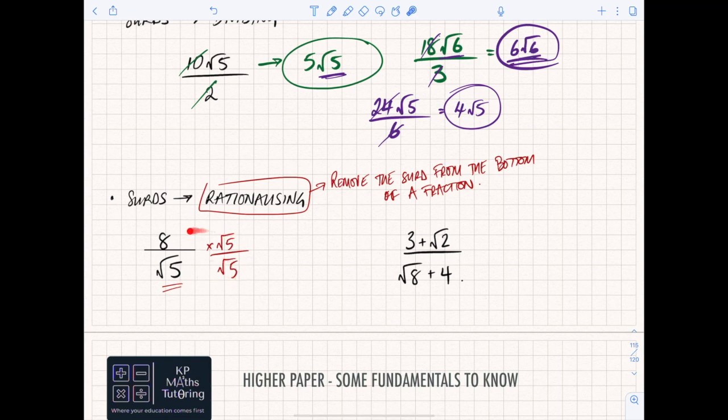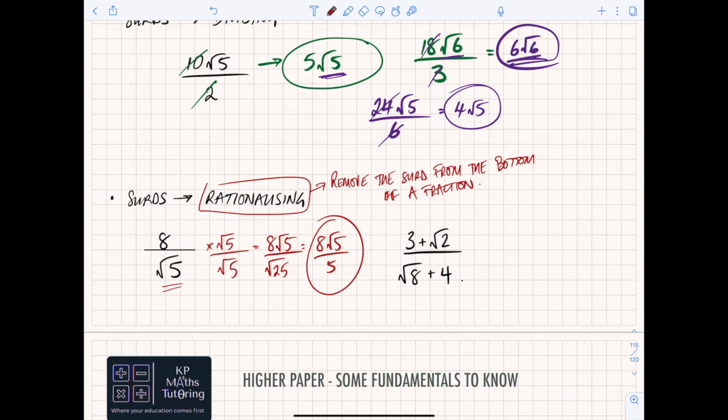Whatever you're doing to the bottom, you must do to the top. So remember, you're multiplying this by root 5, so you've got to multiply the top by root 5. That effectively becomes 8 root 5 over root 5 times root 5, which is root 25, which simplifies to 8 root 5 over 5. I cannot simplify that anymore because I can't do 8 divided by 5.